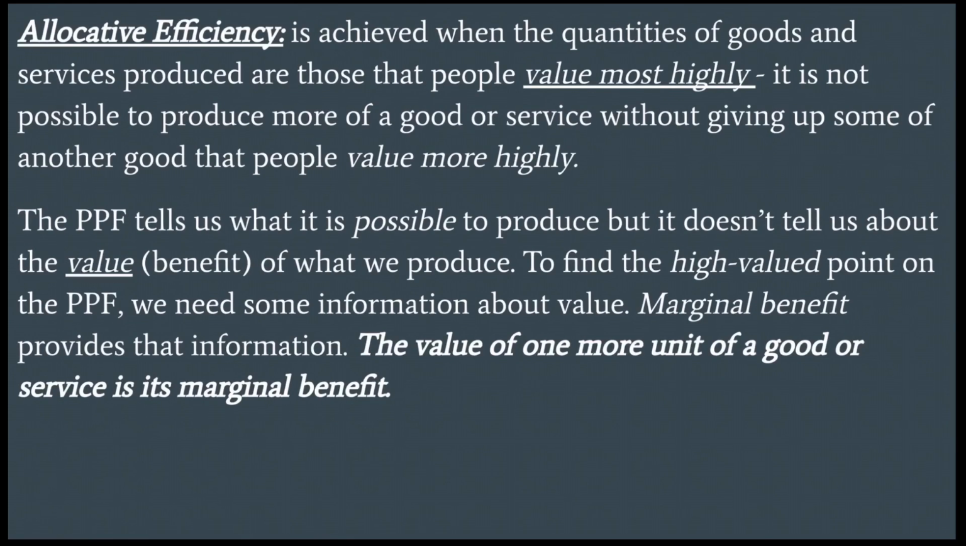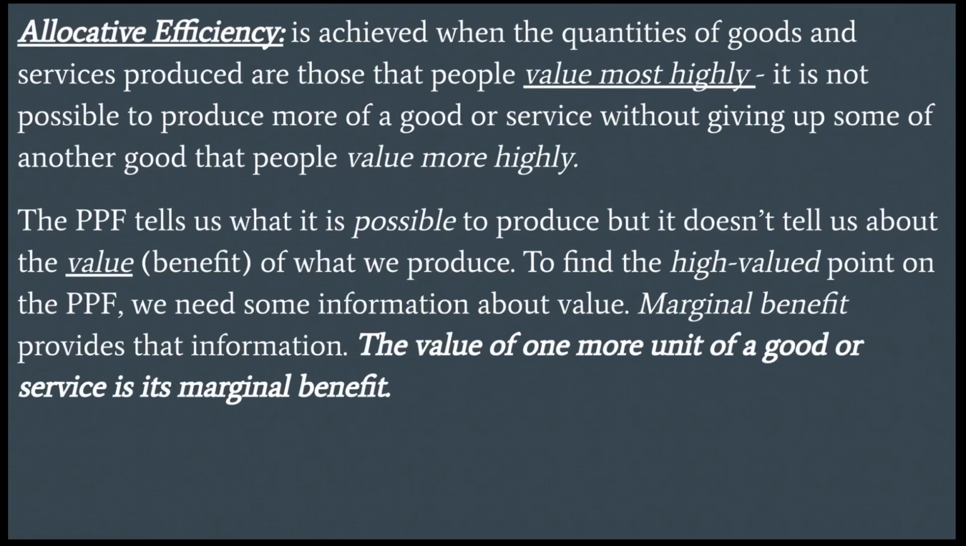Allocative efficiency is achieved when the quantities of goods and services produced are those that people value most highly. It is not possible to produce more of a good or service without giving up some of another good that people value more highly. The PPF tells us what it is possible to produce, but it doesn't tell us about the value or the benefit of what we produce. To find the highest valued point on the PPF, we need some information about value. The marginal benefit provides that information.